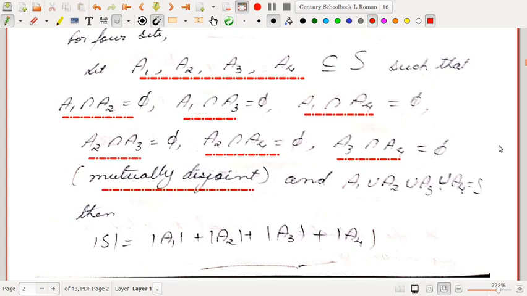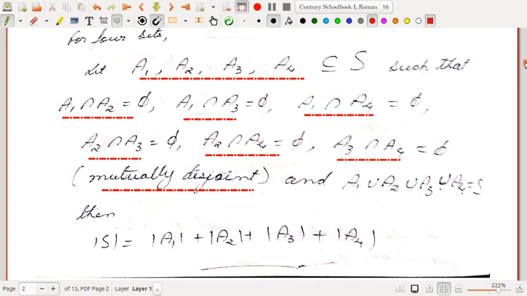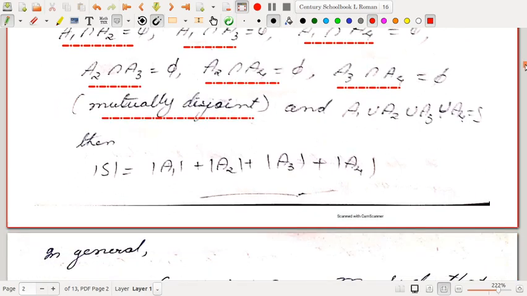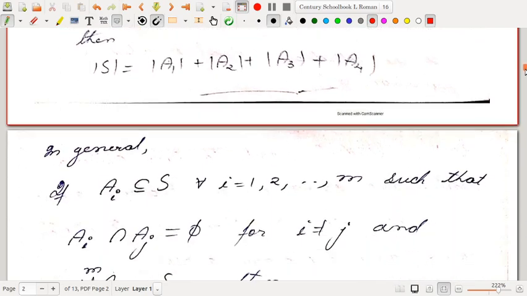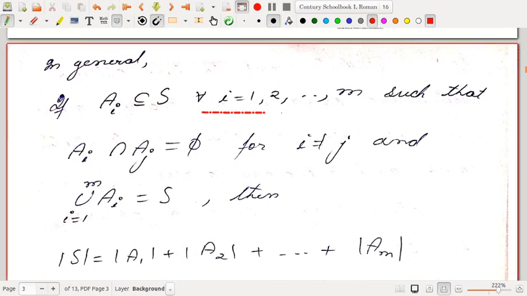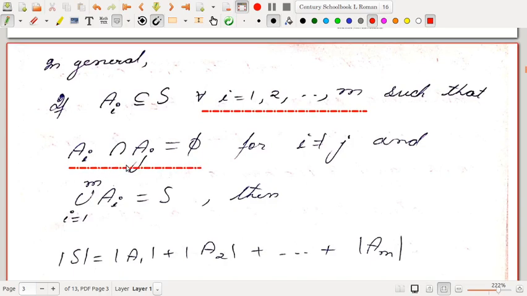Okay, they have to be mutually disjoint. So the total number of elements in the union is the sum of the number of elements in the individual sets. So in general, if Ai is a subset of S for every i equal to 1 up to m, okay, so there are m subsets of S satisfying the condition that Ai intersection Aj is phi whenever i is not equal to j. Okay, so this condition is the condition for mutual disjointness.